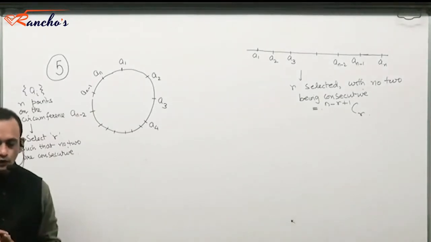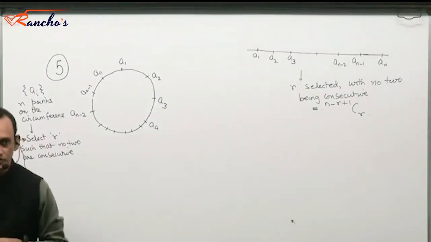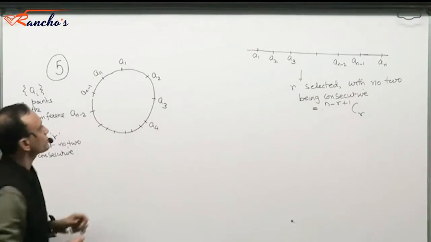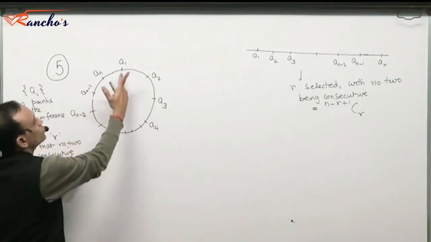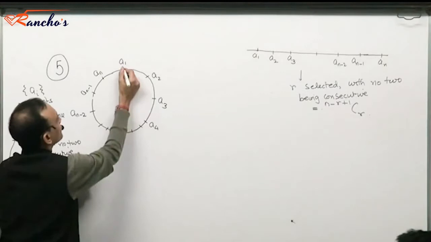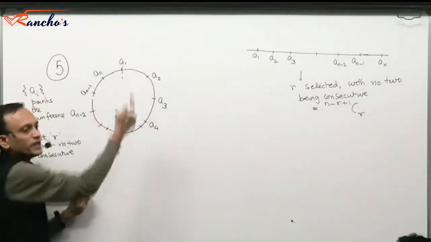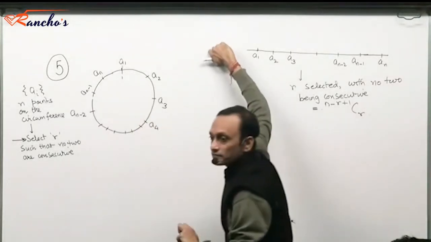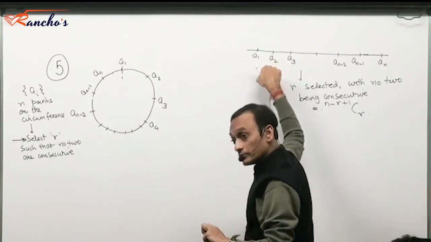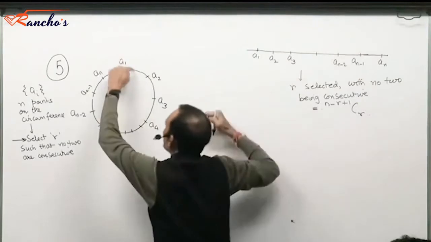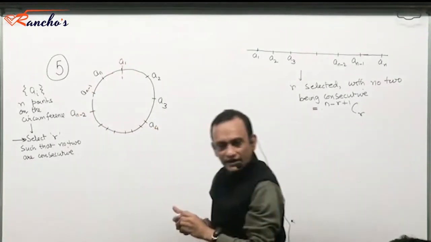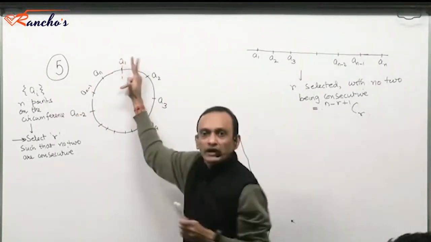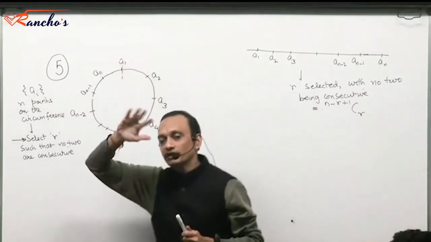Now, what was the previous version of this problem? It's as if you cut this open at A1. Imagine this to be a thread, and you cut it open at A1 and straighten it up, right? Then you have this problem, isn't it? Imagine this to be a circular thread, snap it at A1.